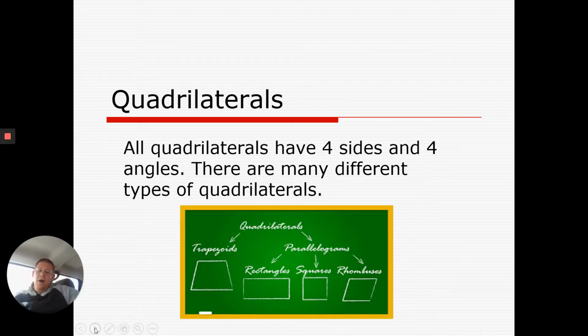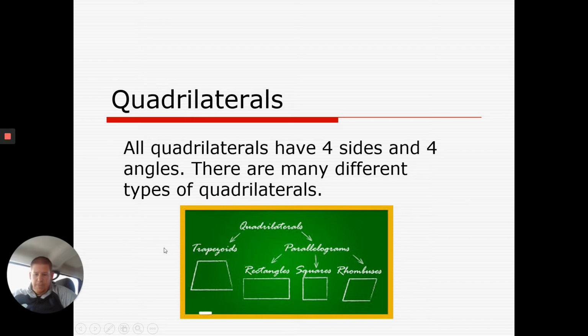So our quadrilaterals have four sides and four angles. We have different types. If we look at this, we can see that a parallelogram can also include shapes like a square, because they have parallel sides. A trapezoid is not considered a parallelogram; the trapezoid only has one set of parallel sides.